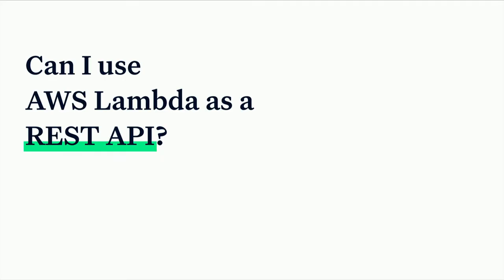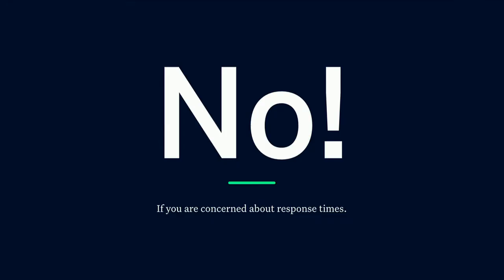And then the next point is, people then tend to think, I can reduce my Lambda function size, I make it as fast as possible, and I am then able to use it as a REST API. And there's also a simple answer, but take this with care. I would say you shouldn't do it if you're really concerned about response times.